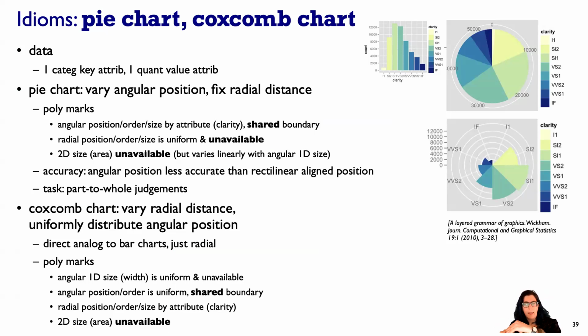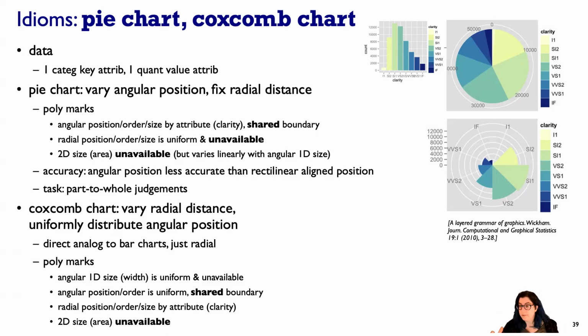So we've got angular, in this case, we're looking at a diamond data set, so it's the clarity of a diamond. And the angular, both the position and the order, and the size. We can think of size as being something that we can do radially, just like we could do size rectilinearly. So that angular position is what's getting encoded, and there's a shared boundary, right? All these wedges touch each other. That's a shared boundary. Now, radial position, as I said, is uniform and it's unavailable, right? Otherwise, it wouldn't be a pie chart. It would be something else.